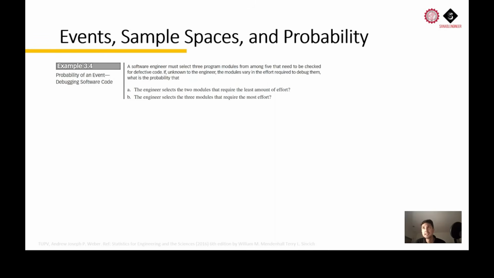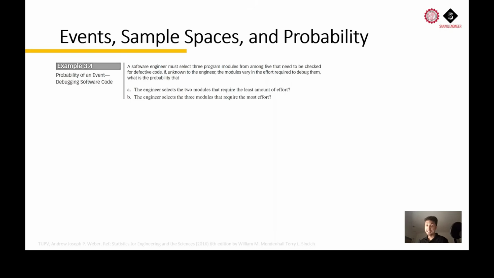In other words, the modules have different levels of difficulty. The question is, what is the probability that A, the engineer selects the two modules that require the least amount of effort? Letter B, the engineer selects the three modules that require the most effort. Okay, so let's apply the steps in solving probability events problems.